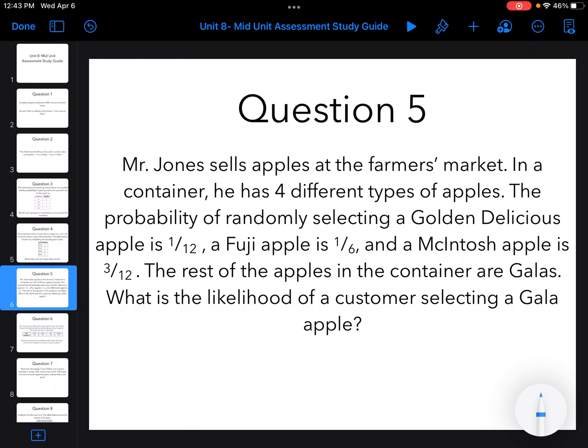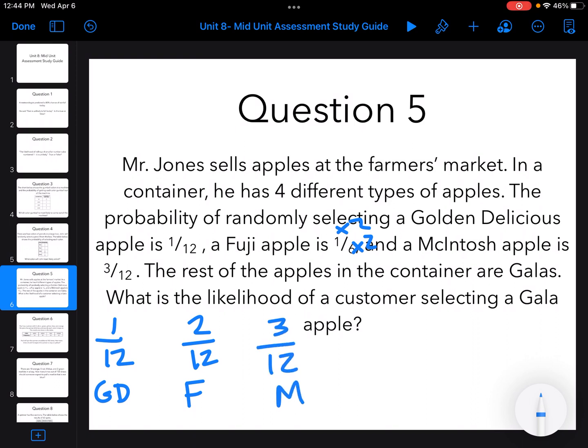For number 5, it says Mr. Jones is selling apples at a farmer's market. In the container, he has 4 different types of apples. The probability of randomly selecting a Golden Delicious is 1 out of 12. The probability of a Fuji apple is 1/6. So I'm going to convert that to 12ths just to make it easier. So that would be 2 12ths because I'm going to multiply by 2 in the numerator and the denominator. And then Macintosh is 3 12ths. And the rest of the apples in the container are Gala apples. What is the likelihood of a customer selecting a Gala apple?